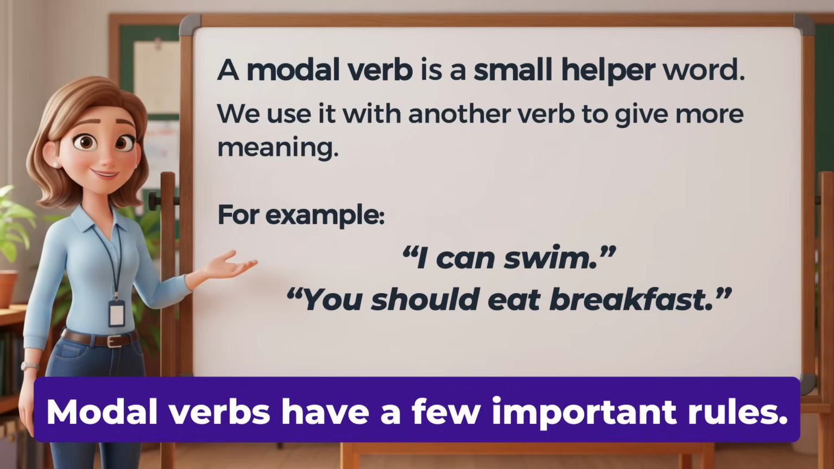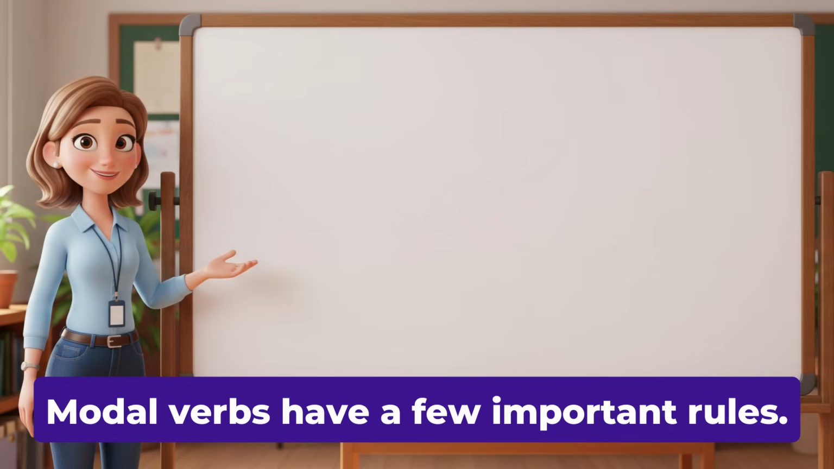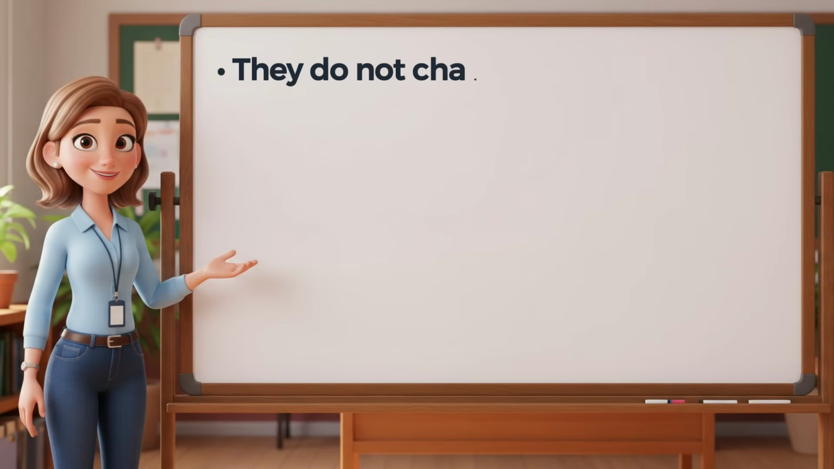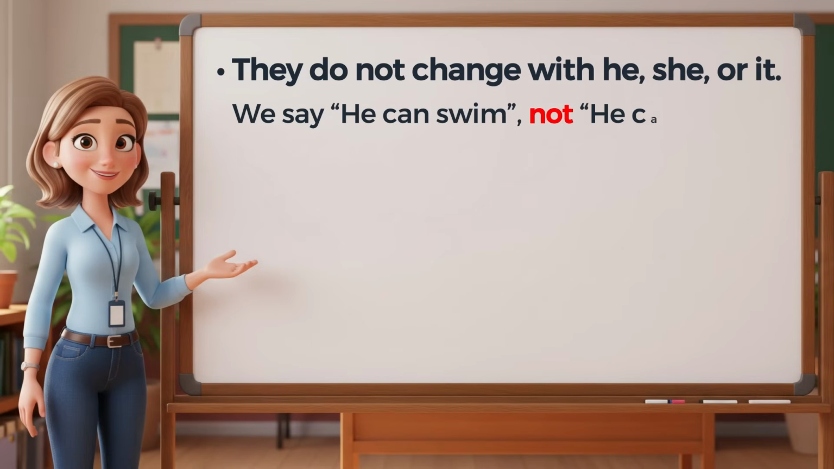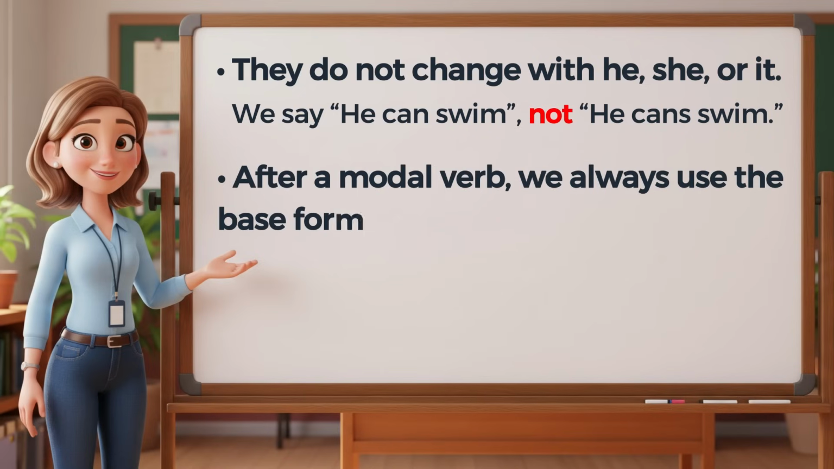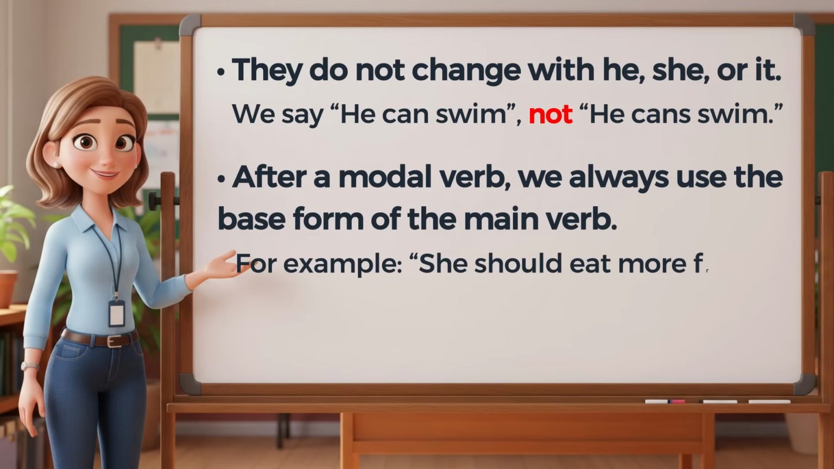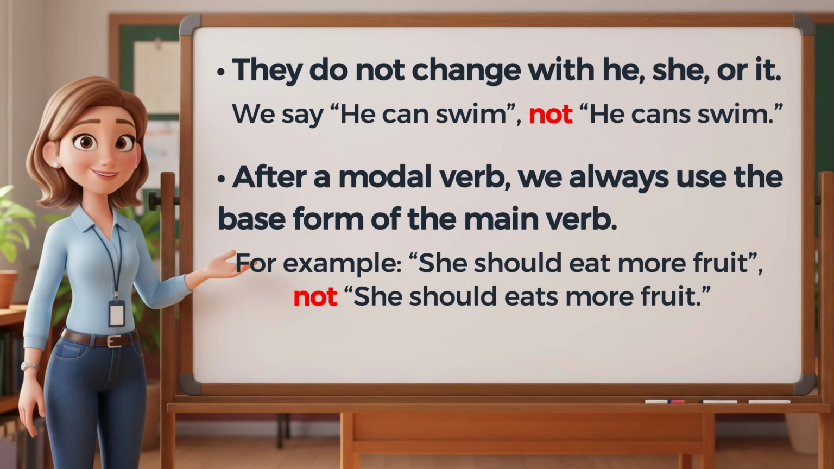Modal verbs have a few important rules. They do not change with he, she, or it. We say he can swim, not he cans swim. After a modal verb, we always use the base form of the main verb. For example, she should eat more fruit, not she should eats more fruit.